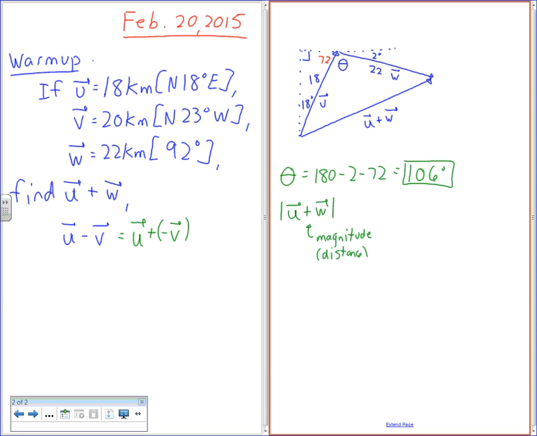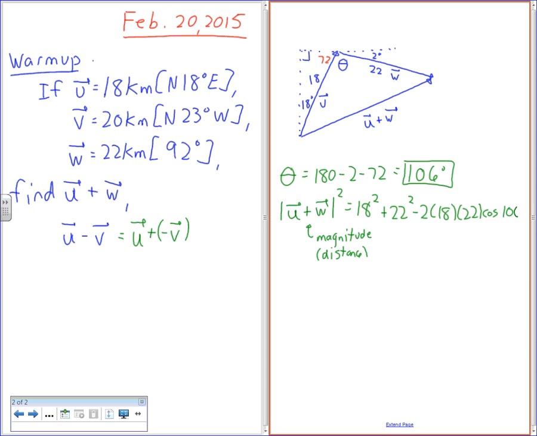How would I get that? Cosine law. Thank you, Nate. Can you recite cosine law from memory, please? C squared equals a squared plus b squared minus 2ab. Wonderful. Okay. So it's going to be this squared equals 18 squared plus 22 squared minus 2, 18, 22.